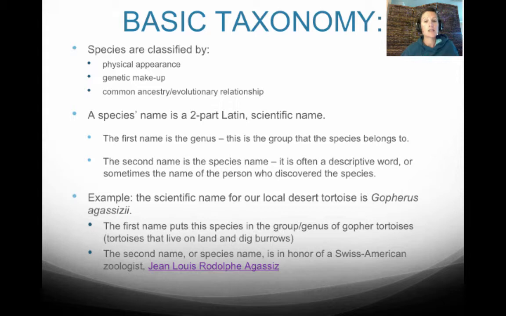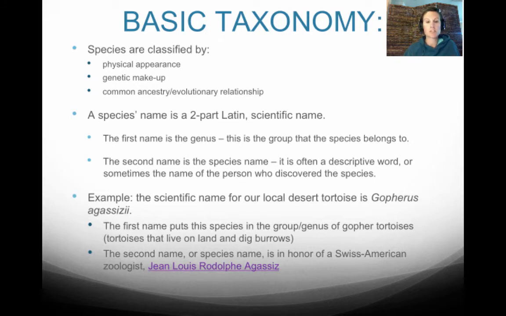Now, the Gopherus, that is the genus group that the species falls under, and the genus is the gopher tortoises, and gopher tortoises are any tortoise that live on land and dig burrows. So any of the land tortoises that dig burrows, they're all considered to be in the Gopherus genus. Now the second name is what tells us what the species is. So the second name is that species name. Okay, there's going to be several species that start out Gopherus, but then that second name is going to be different.